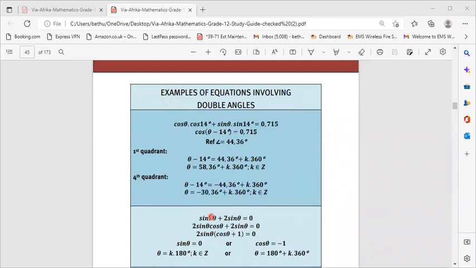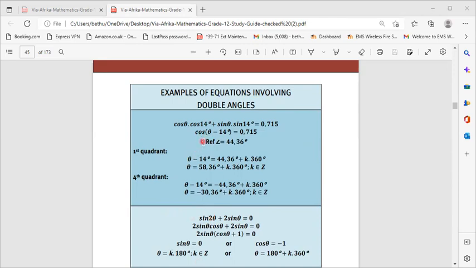The next example I would like to touch on with you is examples of equations involving double angles. Let's say, for example, we are given cos theta times cos of 14 degrees plus sine theta times sine 14 degrees is equal to 0,715. I hope you've written that down. What can you see here? Yes, we see an expansion of double angles.